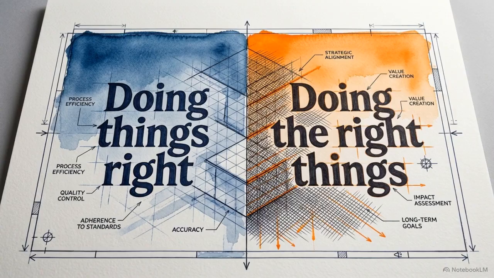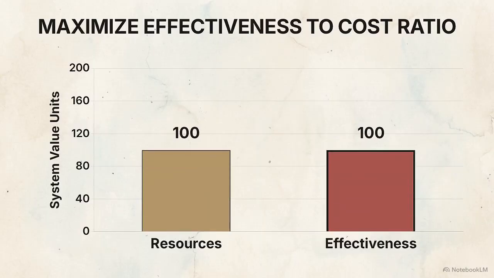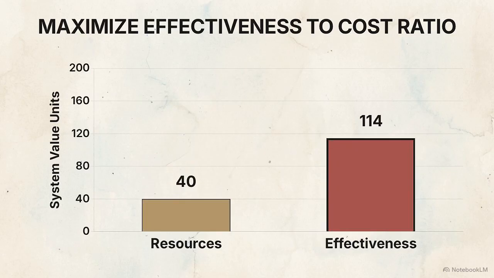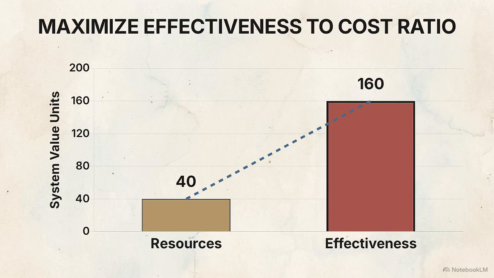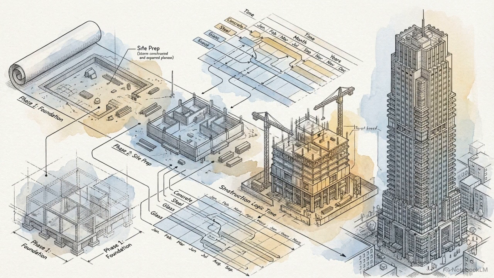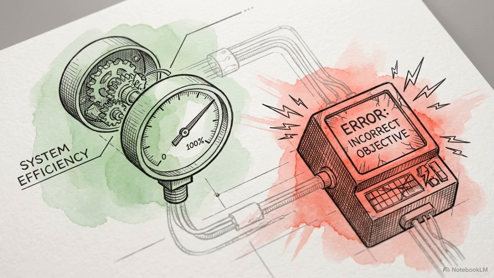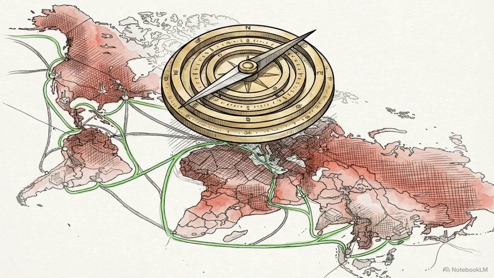At the heart of this discipline lies a crucial distinction between efficiency and effectiveness. Efficiency is about minimizing resources to do things right. Effectiveness is about ensuring the system is doing the right things to serve its organizational purpose. The goal is to maximize the ratio of effectiveness to cost over the entire life cycle of a project. A perfectly efficient system is highly destructive if it executes the wrong objective. The ISE acts as the compass, ensuring the organization maintains both speed and the correct direction.